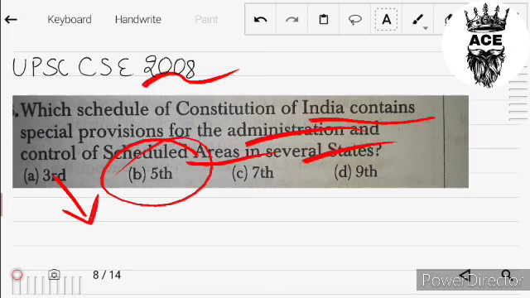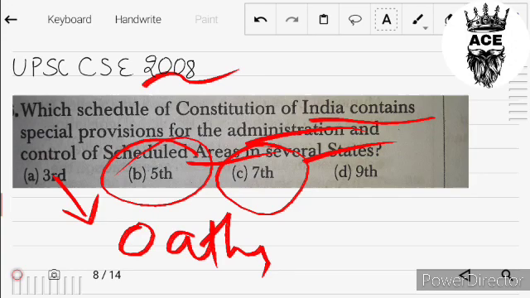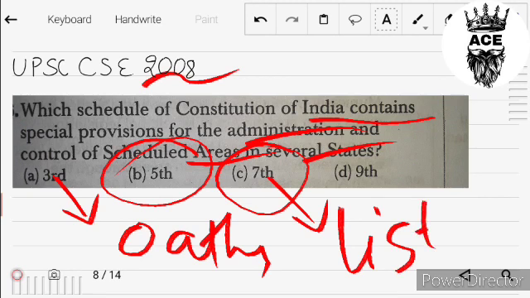Schedule number 3 is what? Forms of oath. You know that forms of oath is there. The seventh one is the list, very simple. Which list? Union list, state list, concurrent list. Yes. The ninth is very simple: the judicial review, the land reforms. Are you getting this?